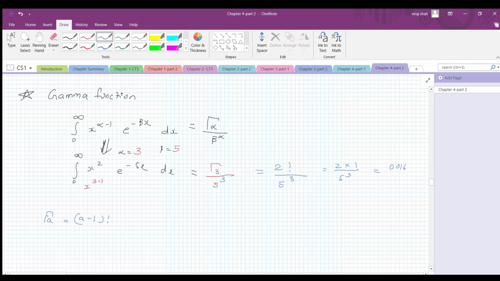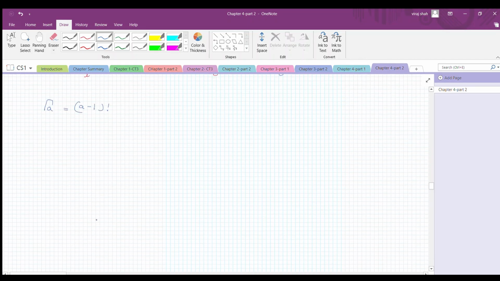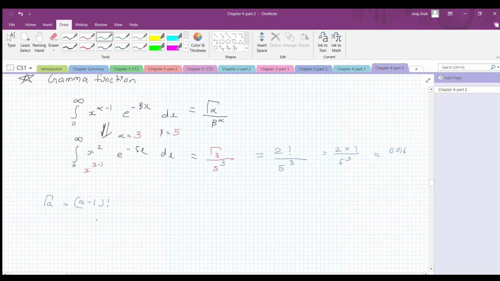So gamma of a is nothing but a minus 1 factorial. Okay, let's go ahead. You must know these formulas. And even if you forget this formula, it is written on page 5 of my actuarial tables.